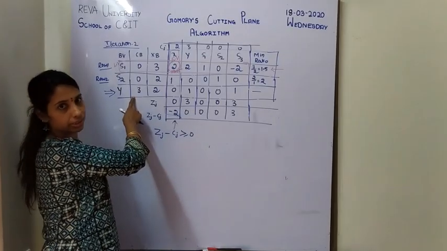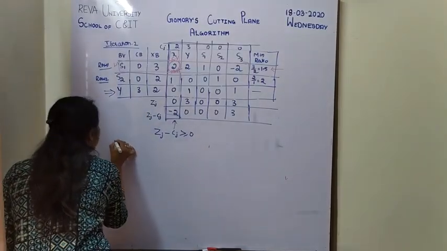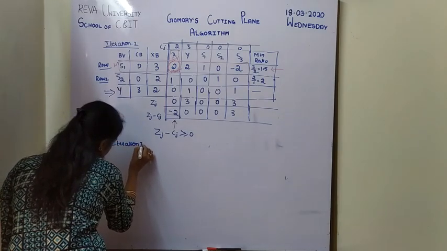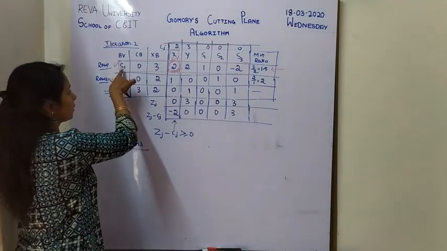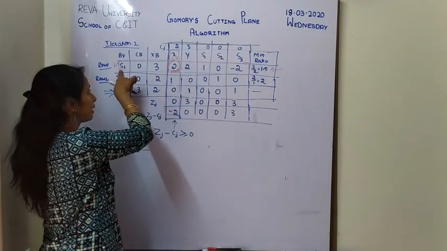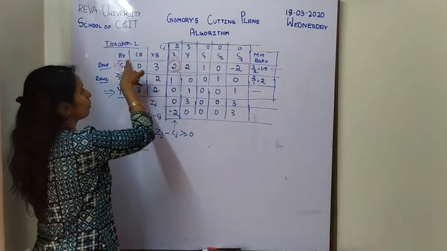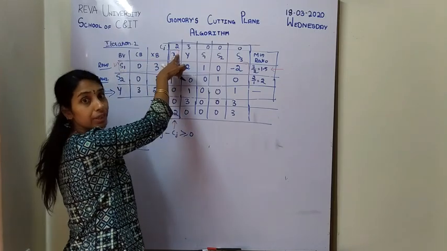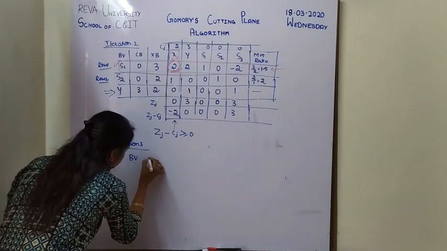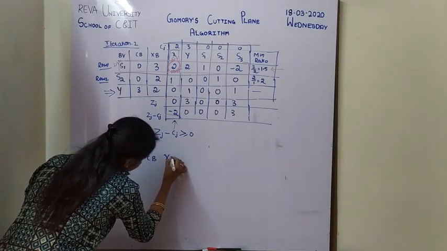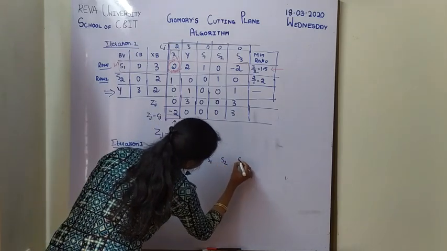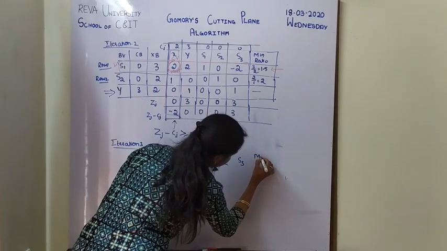Next we'll continue to the third iteration. So iteration 3 will be: now s1 is the leaving variable, x is the entering variable. So x will enter here and s1 will be leaving. So instead of s1 you have to write x itself. So again you write BV, CB, XB, x, y, s1, s2, s3, minimum ratio.